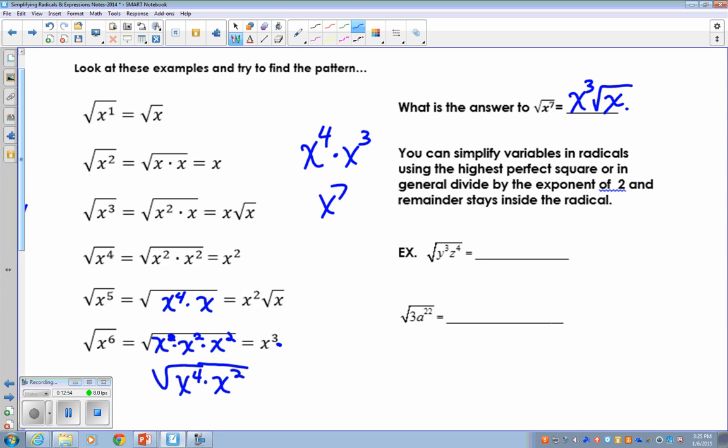I'm going to show you a shortcut, but I'm just taking this as a perfect square, right? I know what the square root of x to the fourth is. It is x to the second. And I know what the square root of x to the third is. And so I'm putting these together. I'm using a perfect square, and then I'm using my remainder. Now, here's a shortcut.